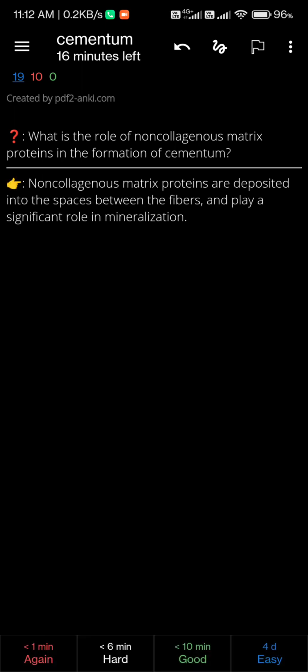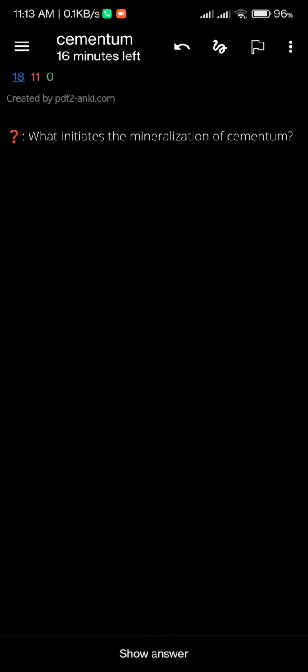What is the role of non-collagenous matrix proteins in the formation of cementum? Non-collagenous proteins are deposited into spaces between the fibers and play an important role in mineralization.